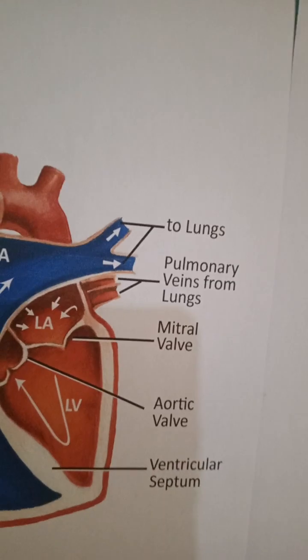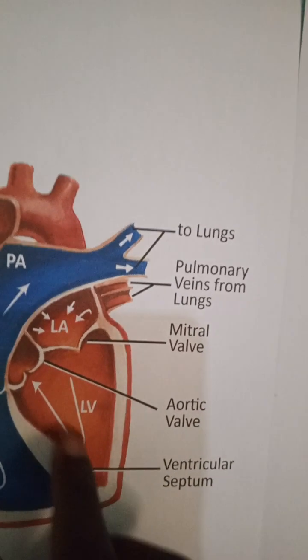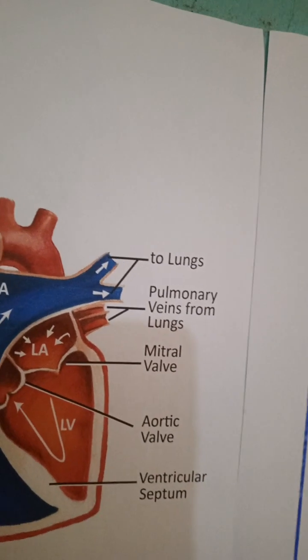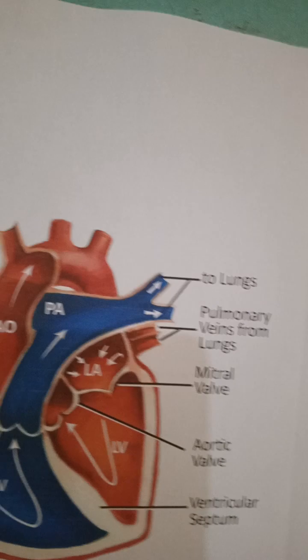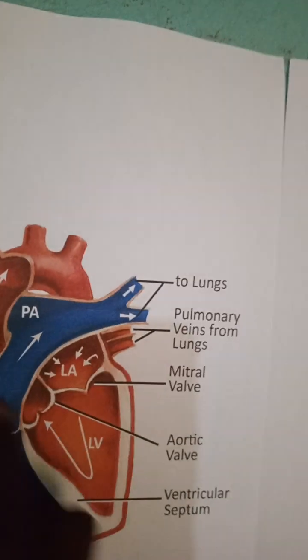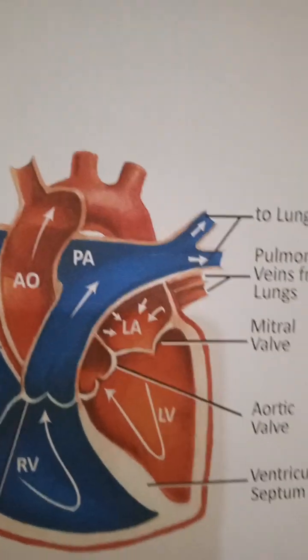Okay, so from the left ventricle, as the ventricle contracts, the blood will be pushed to the aorta, which is the large artery. Then from the aorta, the blood will be distributed to the rest of the body.